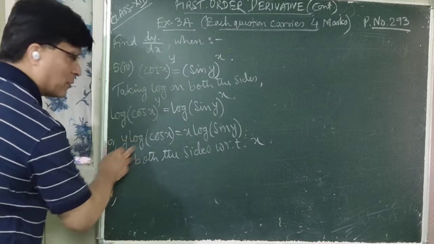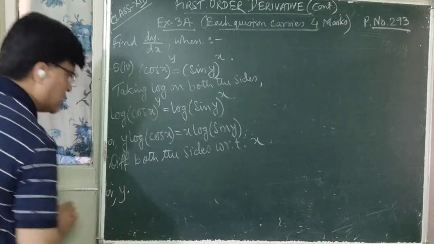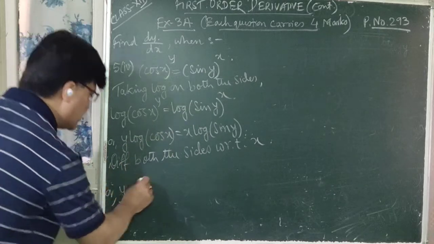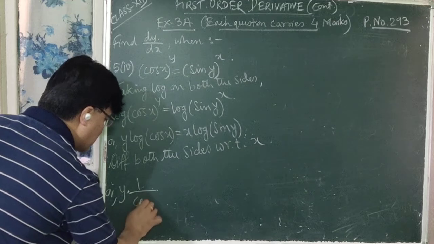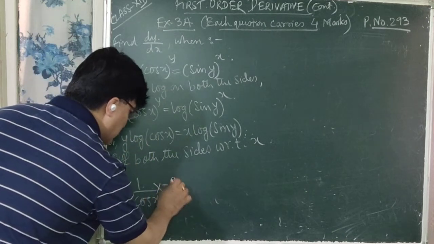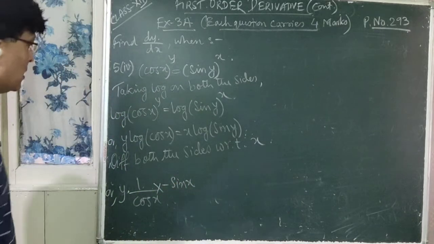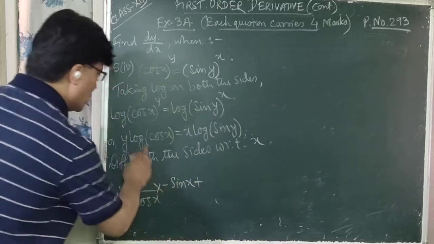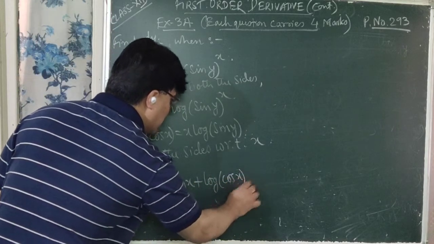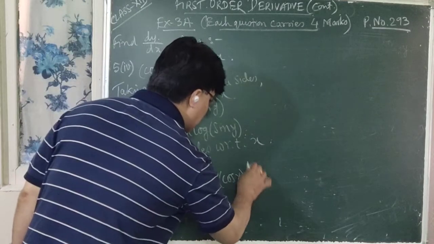Now you can use your uv rule. y is u, log of cos x is v. So what is the uv rule here? y is kept as it is. Now differentiate log of cos x with respect to x. You know how to differentiate it. So it is 1 upon cos x into, again differentiate cos x, minus sin x, right? Then again plus log of cos x remains the same.